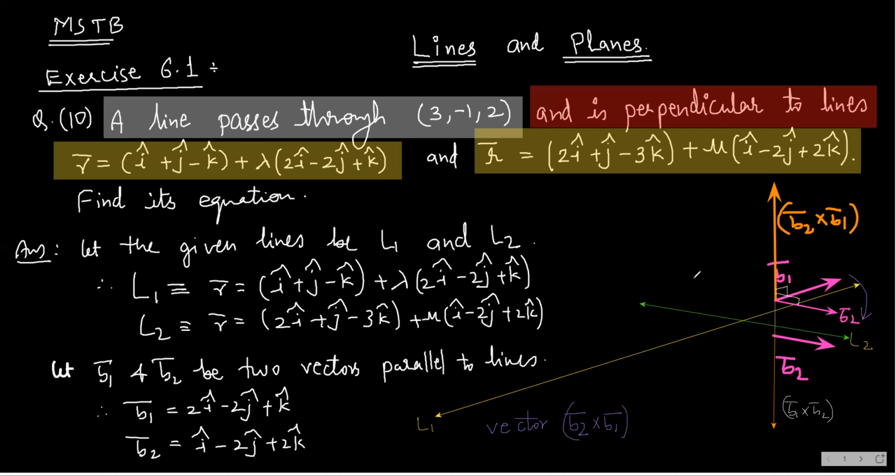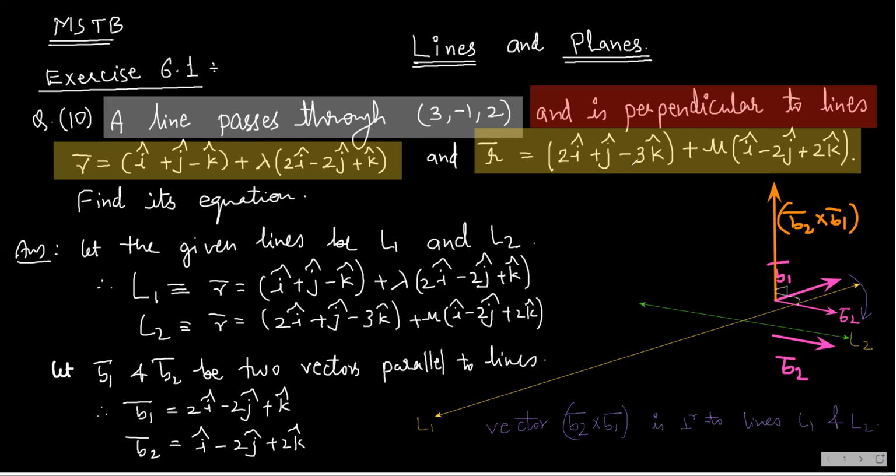Because even in that case, the vector that you are getting would be perpendicular to these two vectors, and hence perpendicular to line L1 and line L2. So our aim is to get a vector which is perpendicular to L1 and L2. That is what we are working on. So vector B2 bar cross B1 bar is perpendicular to lines L1 and L2, right?